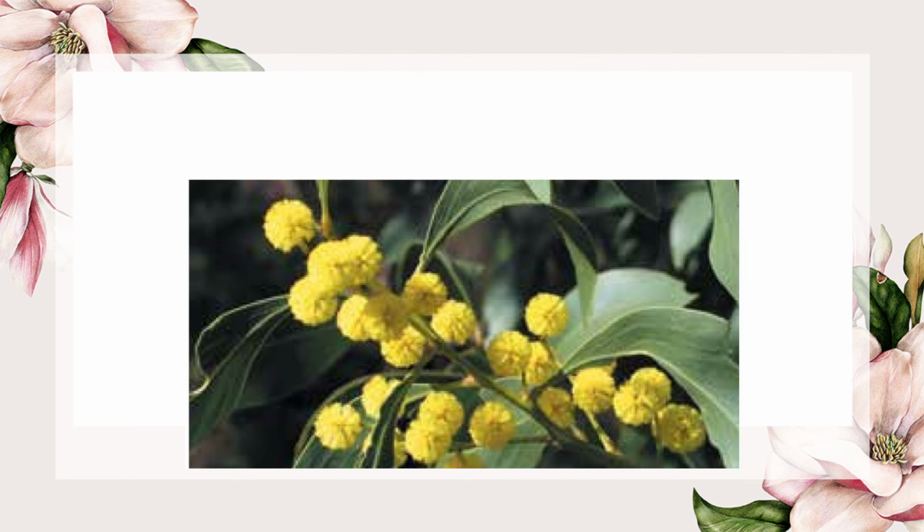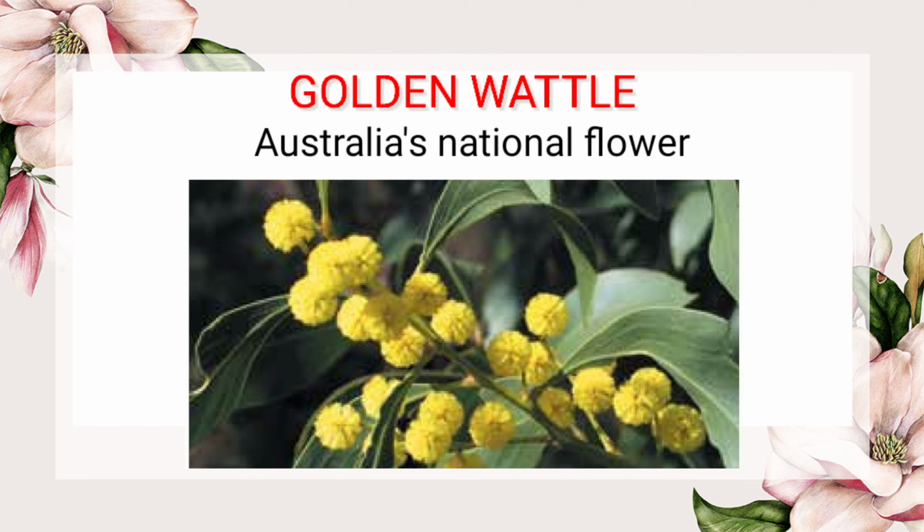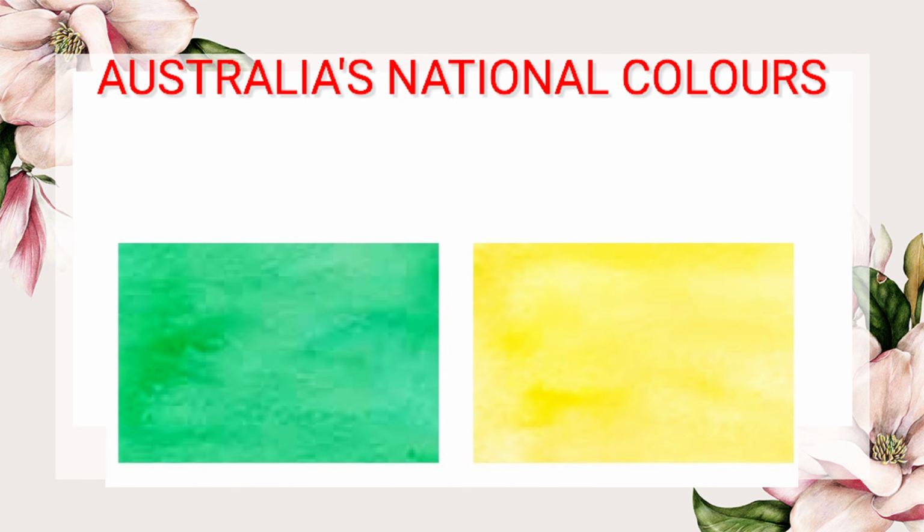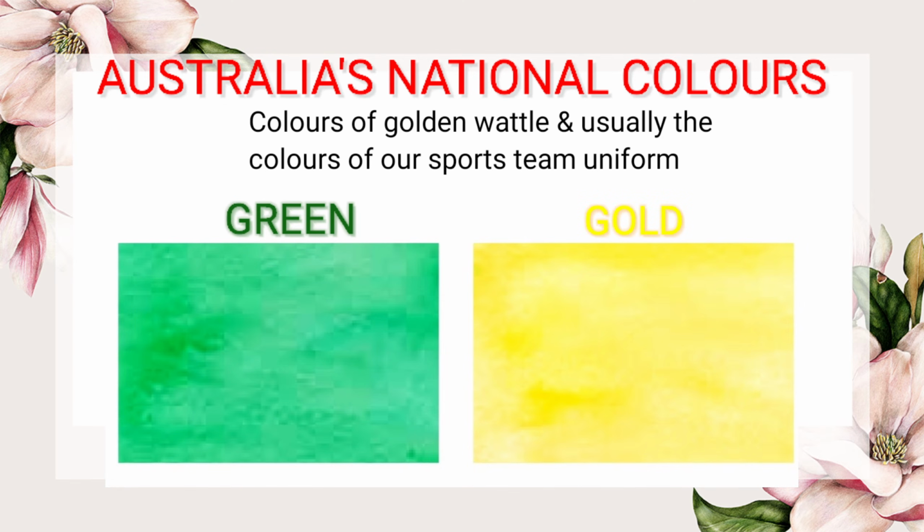This flower is called golden wattle. It is Australia's national flower. This small tree grows mainly in southeastern Australia, and it has bright green leaves and many golden yellow flowers in spring. These are Australia's national colors, green and gold, and these are the colors of the golden wattle. And usually, you can find that the uniforms of our national sports teams are green and gold.